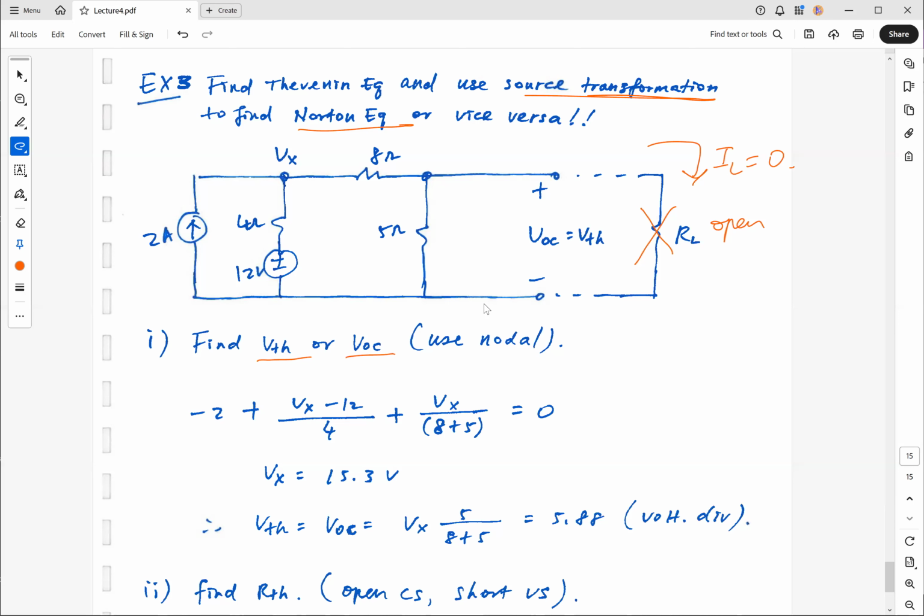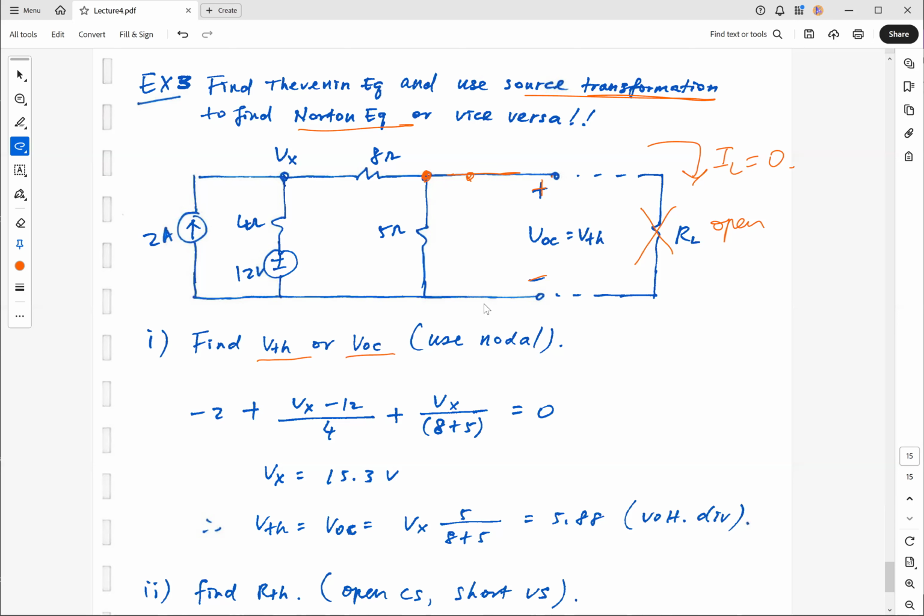All right, so let's see. I need to find VOC here. This is my VOC, because there's nothing connected to here. So my VOC is basically the voltage drop across the 5 ohm resistor.